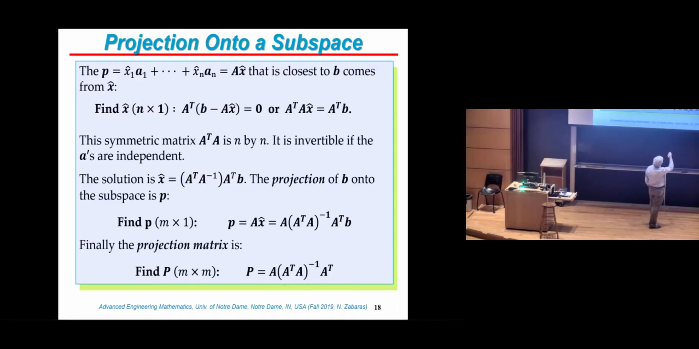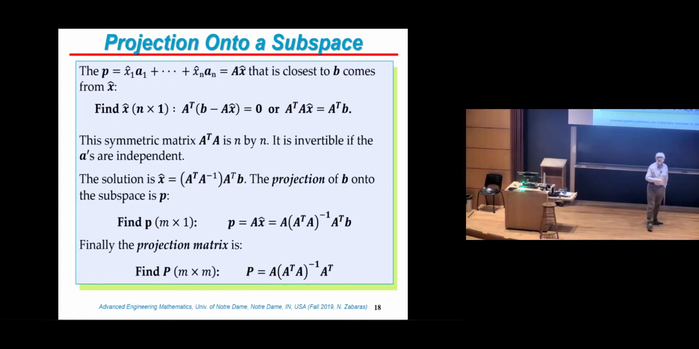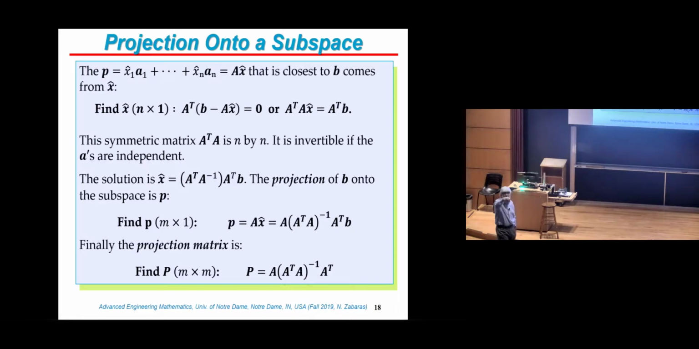And don't ever write the inverse of this matrix as A inverse times A transpose inverse. Why? Because the matrix A is not invertible. It has independent columns, but that doesn't mean it's invertible. It may not be square. So don't ever write (A transpose A) inverse explicitly as A inverse times A inverse transpose. That's illegal, unacceptable. You can only do this if A is invertible. We're not interested in those simple problems.